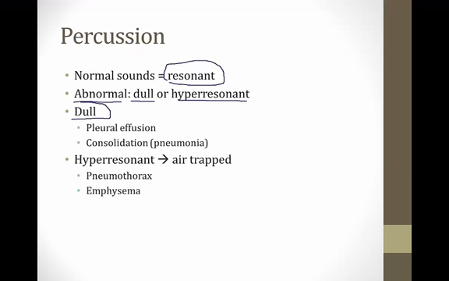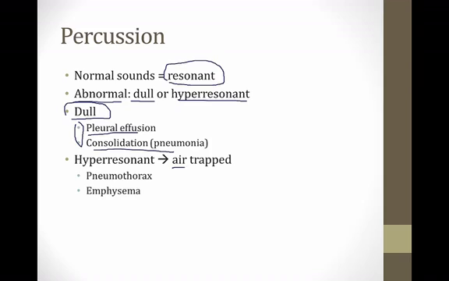So dull sounds to percussion are like tapping against a barrel that's full of liquid. The sounds are very different than when it's full of air. And you hear dullness to percussion in patients who have a pleural effusion or consolidation, like from pneumonia. They have some type of fluid filling the lungs beneath your fingers or filling the space around the lungs beneath your fingers, and this makes the sounds dull.